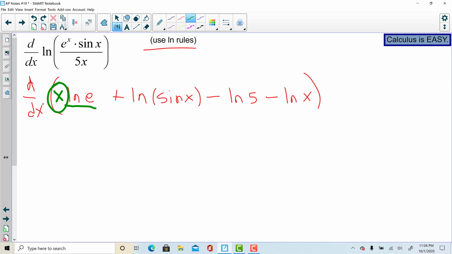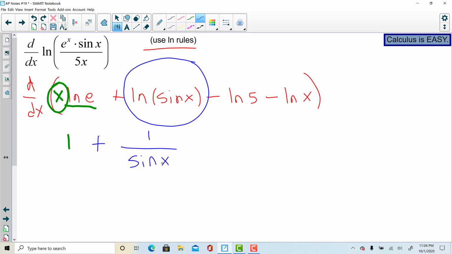The derivative of x is 1. This is going to be the tough piece. The derivative for ln of sine is 1 over sine times the derivative of sine. This here is just a constant. Remember, the derivative of a constant is 0. The derivative for ln of x is just 1 over x.